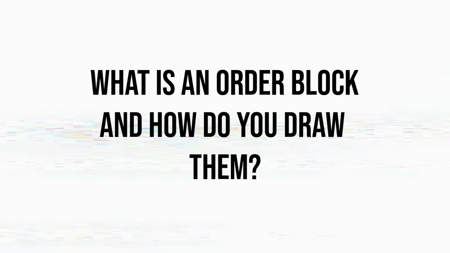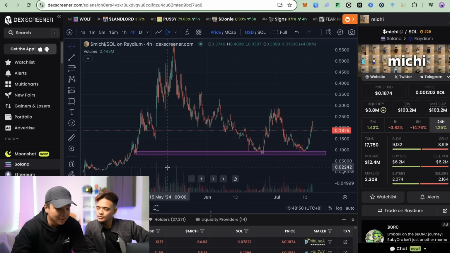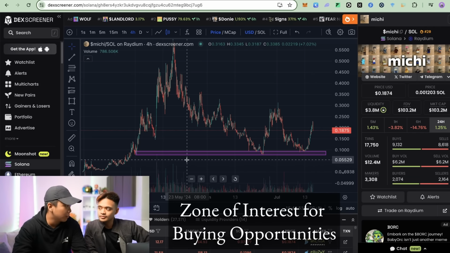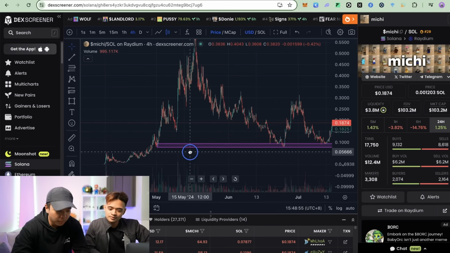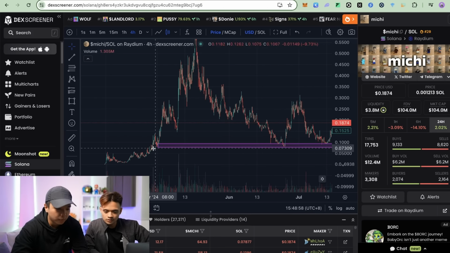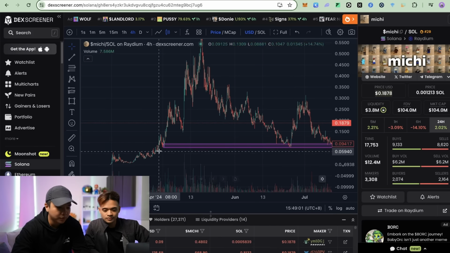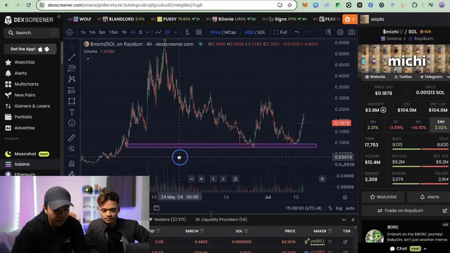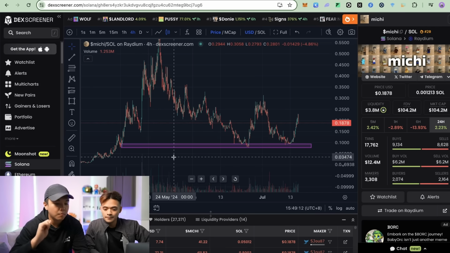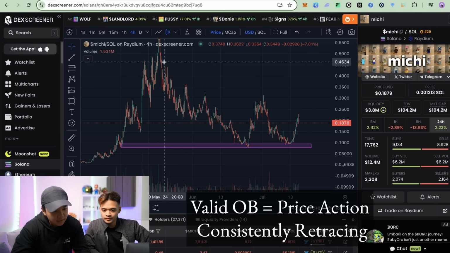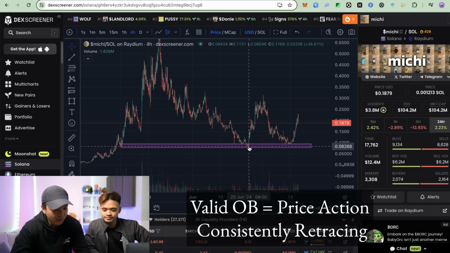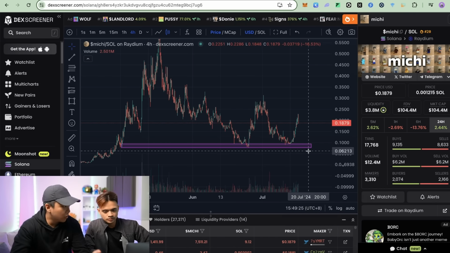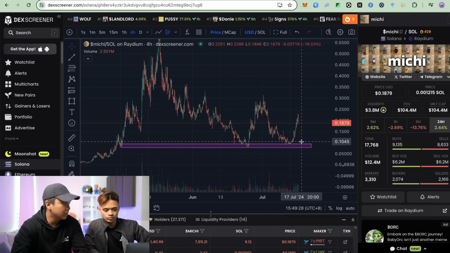Okay, first question. What is an order block and how do you draw them? So an order block basically means a zone of interest for buying opportunities. You draw an order block from the first swing low, but there needs to be a lot of lateral movement preceding that swing low. And in order for the order block to become more valid, you need to see price coming back, touching that order block repeatedly. And the longer that this order block keeps going, the stronger that order block will be, and potentially the subsequent pump that's going to happen afterwards.